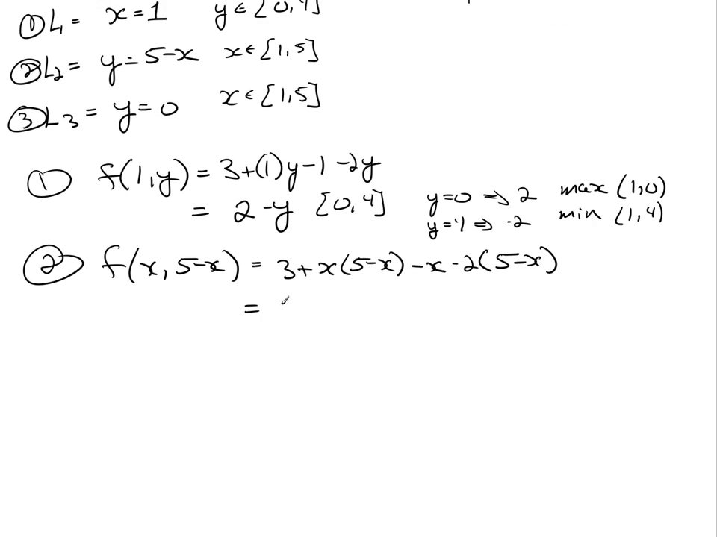Which is going to be 3 plus 5x minus x squared minus x minus 10 plus x. That's going to go away. And I'm going to end up with, what do I have here? A minus x squared plus 5x minus 7. Oops, wait a minute. This is plus 2x. Yeah, I messed that one up.